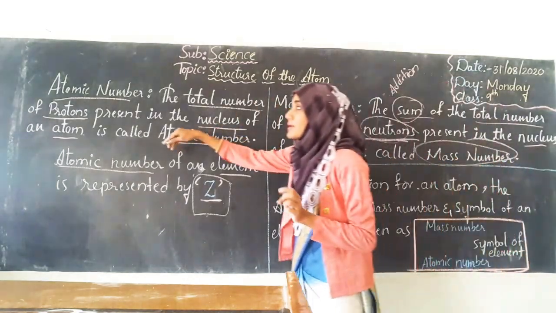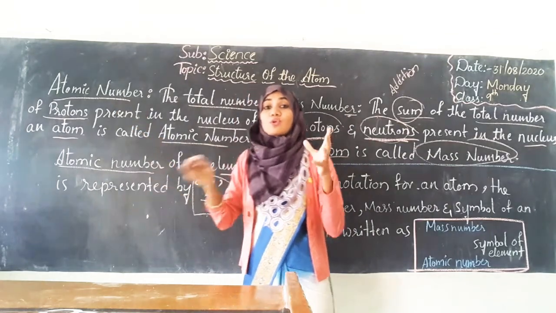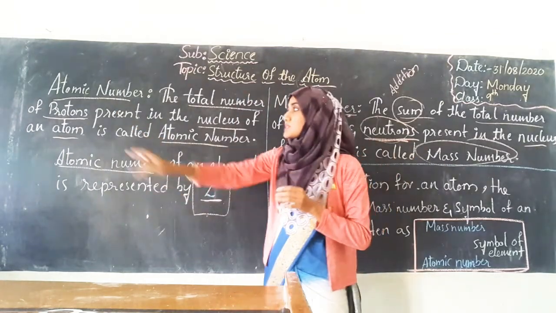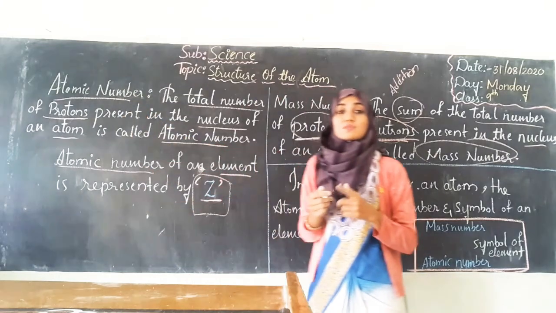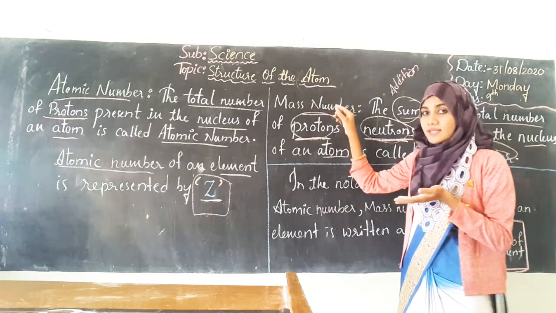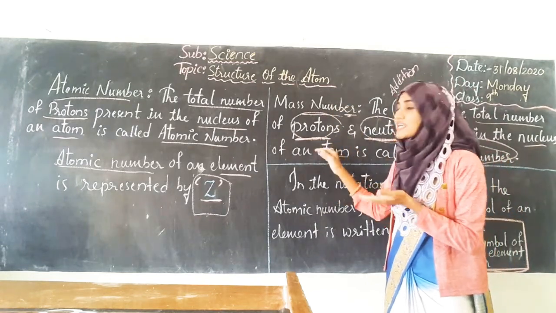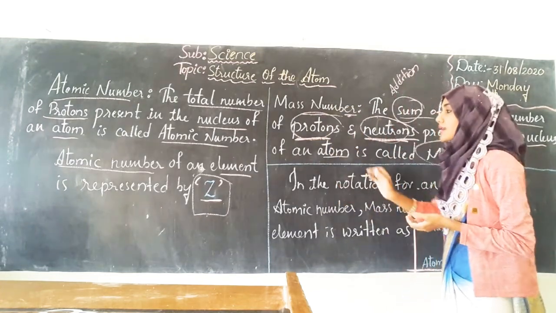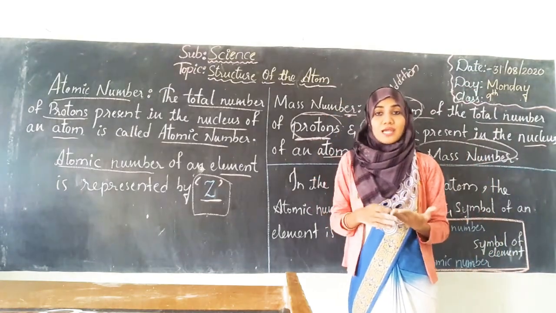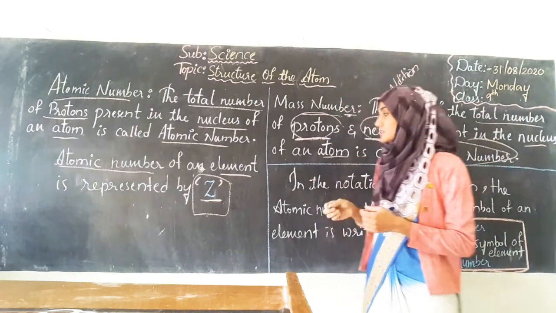Whereas atomic number will be the total number of only protons. So only the number of protons will represent the atomic number, whereas protons plus neutrons together give the mass. Mass is nothing but the weight of that particular atom of the element, and this mass number varies from element to element and atom to atom.